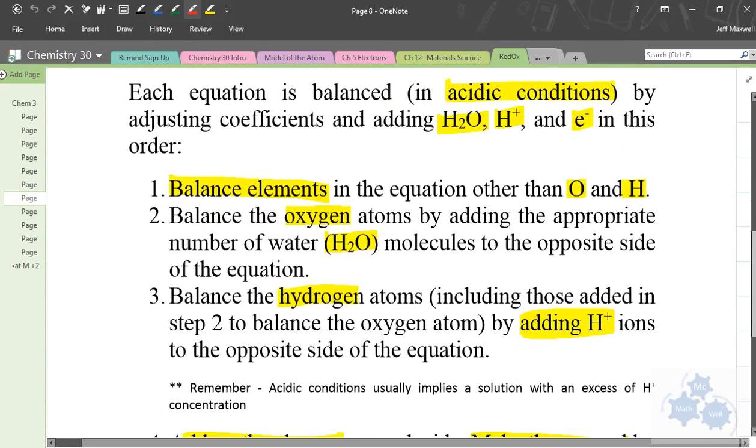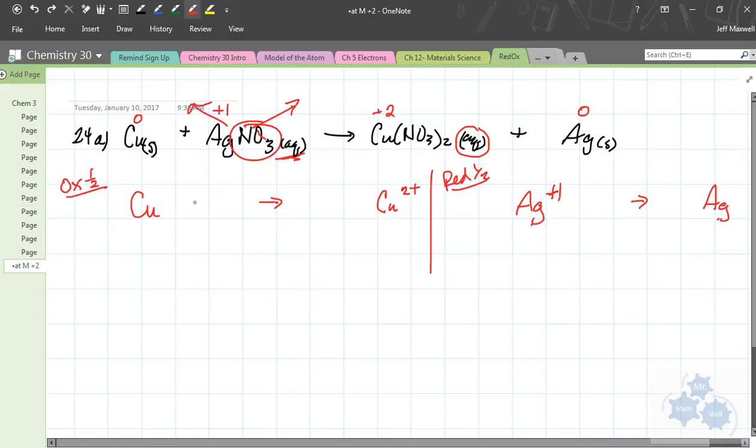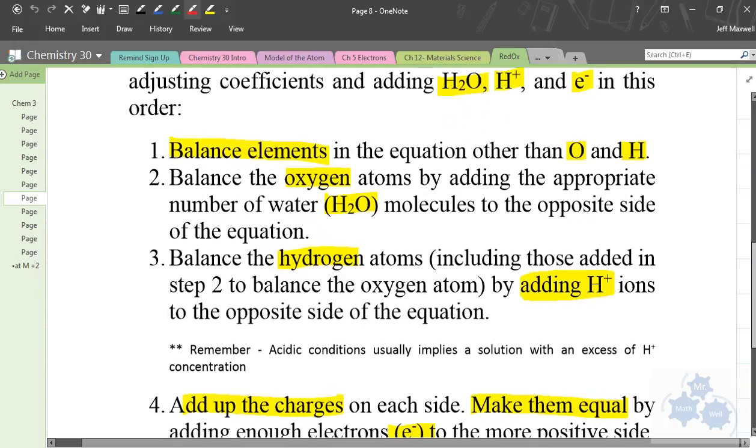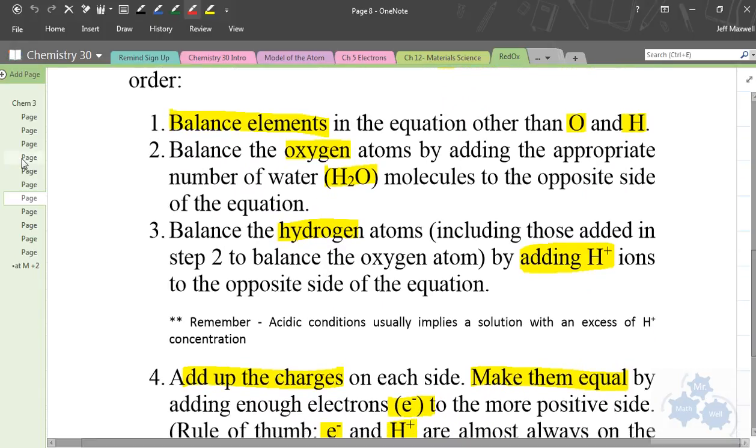Balance the oxygens, if there are any, by adding water molecules. So do we have any oxygens in these half reactions? No, we don't. So don't even worry about it. Okay? Step 3, balance hydrogen atoms by adding H+. Well, we don't have any hydrogen atoms either, right? This is pretty simple, straightforward. So we don't have to worry about 2 and 3 right now.